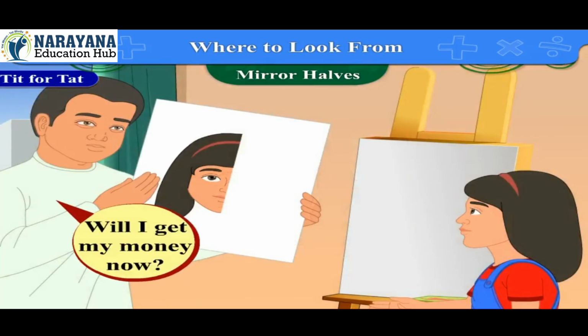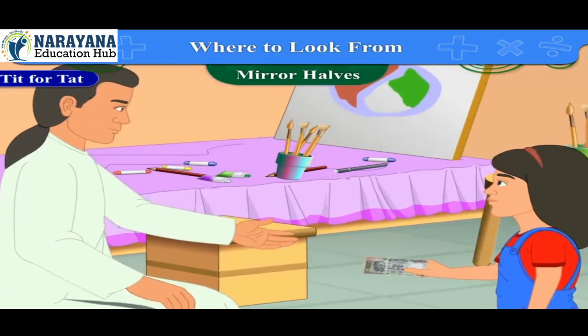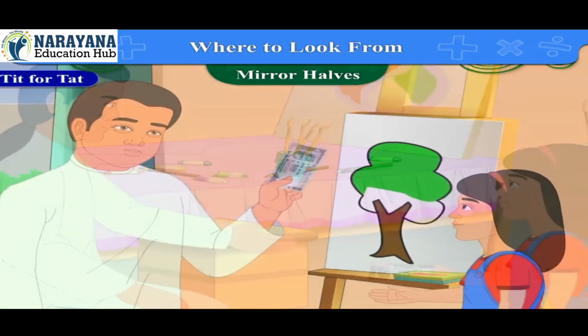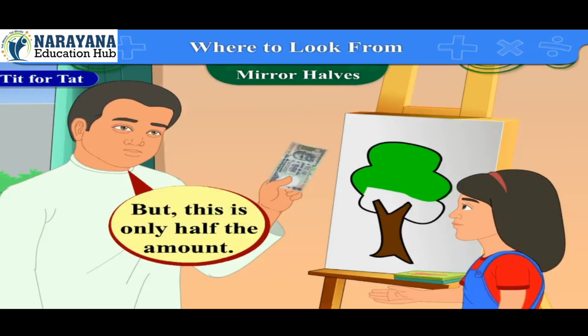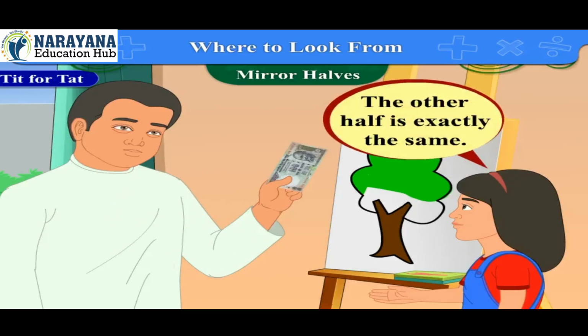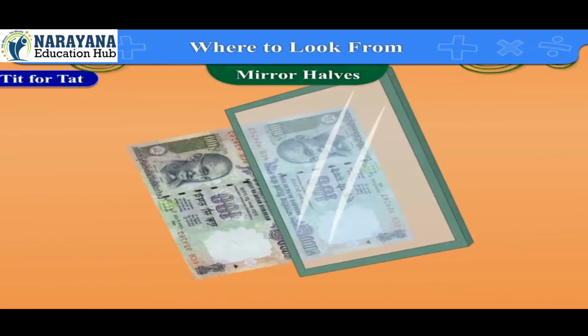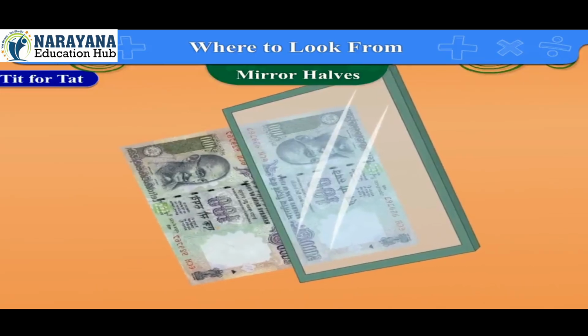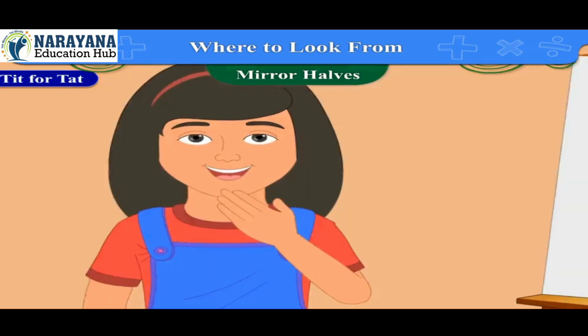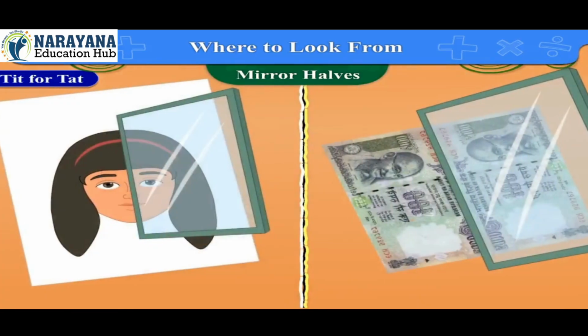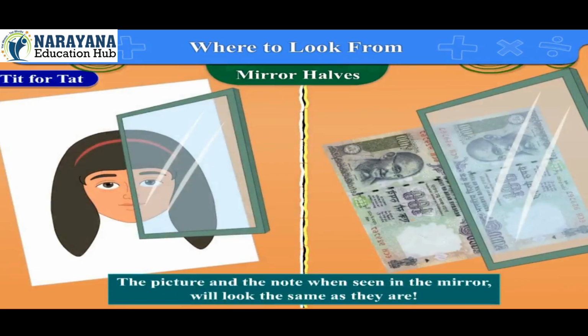"Will I get my money now?" Amina gave him a 100-rupee note. "But this is only half the amount." "The other half is exactly the same. So, to get the full amount, place a mirror next to the note." Ha ha ha! So, we can say that the picture and the note, when seen in the mirror, will look the same as they are.